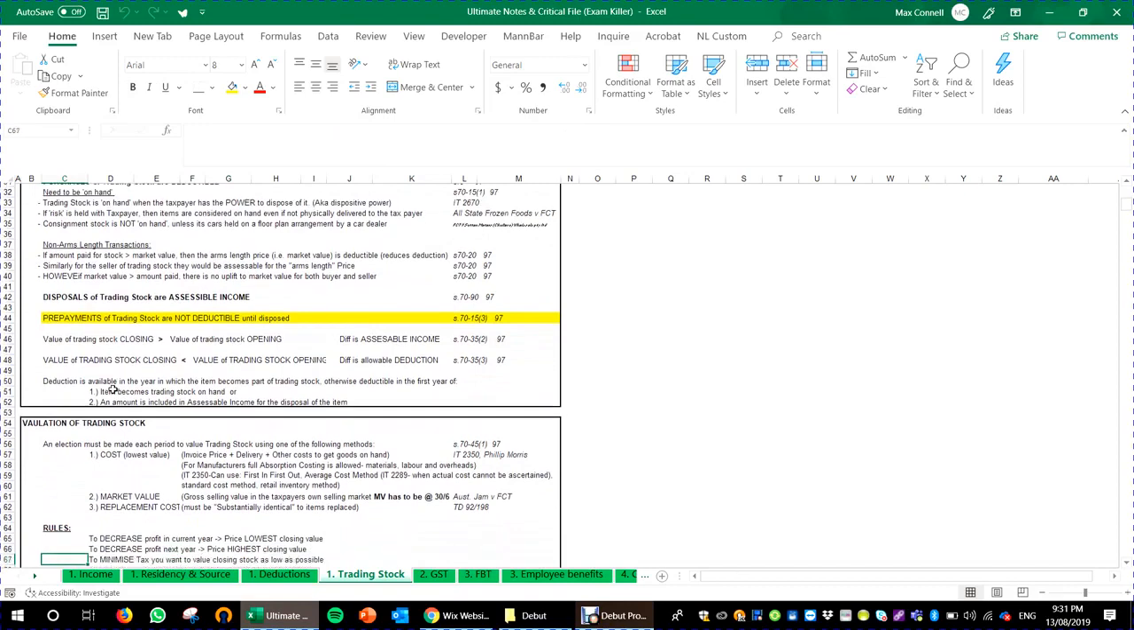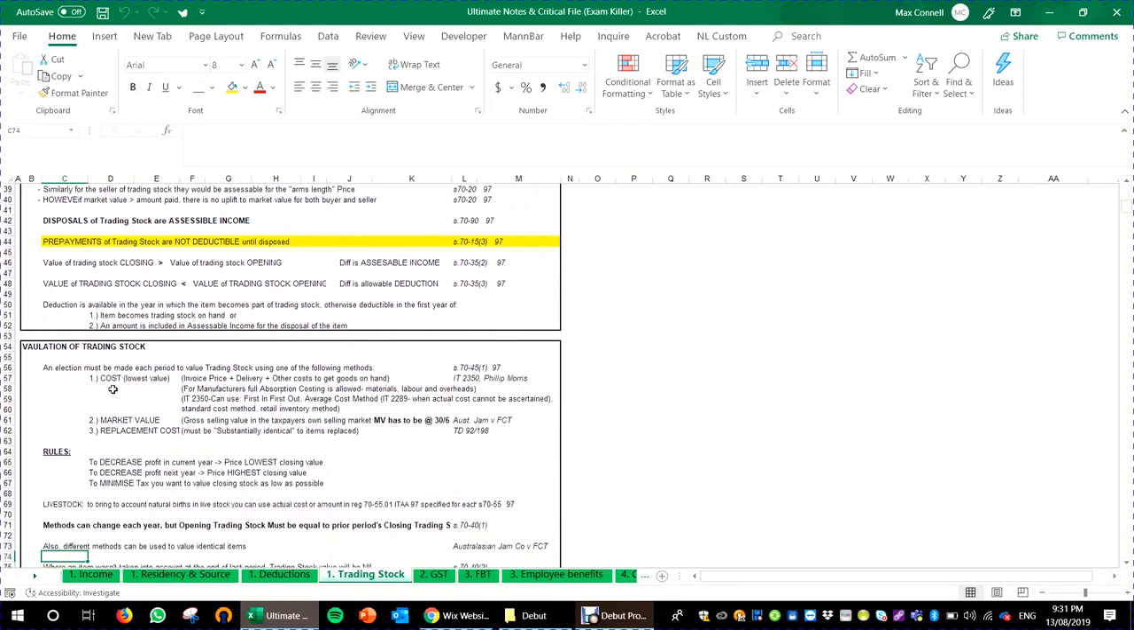Okay, so let's move on to the valuation of trading stock. So how do we value trading stock? And this is under section 70-45. During each period, the taxpayer must actually make an election as to how they're going to value the trading stock. There's three ways. One is cost, and often this comes up as the lowest value. So it's basically how much you're paying for it on the invoice. You have to include delivery and any other cost to get those goods on hand with you as well.